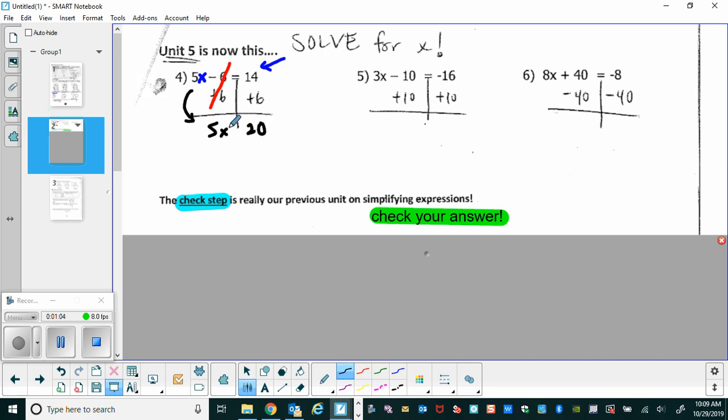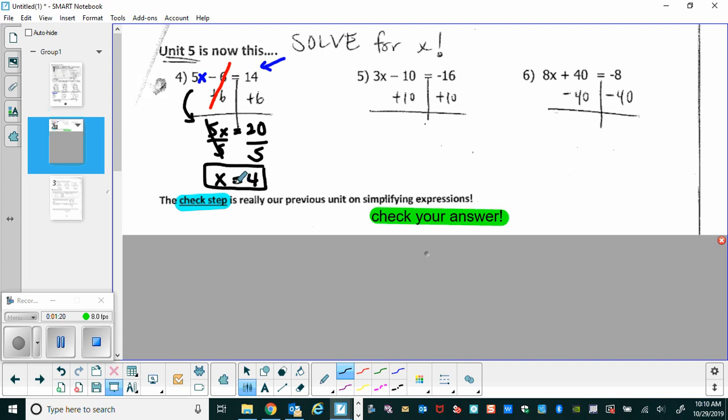So now we have 5 times some number equals 20, and 5 is our coefficient. So we're going to divide both sides by the coefficient. And remember, 5 divided by 5 is 1, and 1 times x is just x. And over here, now 20 divided by 5, we've now proven the 4.